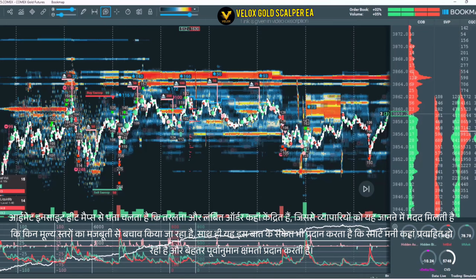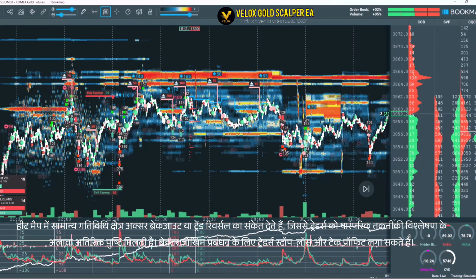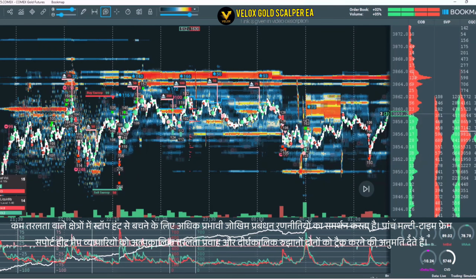3. Better forecasting ability. Unusual activity zones in the heat map often signal breakouts or trend reversals. Gives traders an extra layer of confirmation beyond traditional technical analysis. 4. Improved risk management. Traders can place stop-loss and take-profit levels at low liquidity zones to avoid stop hunts. Supports more effective risk management strategies.